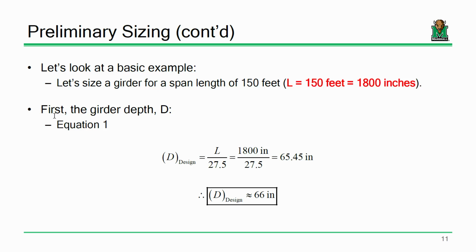If a girder is 150 foot long, that's 1,800 inches long. So first off, the girder depth. If I take the length and divide it by 27.5, that comes out to about 65.45 inches. I, as a designer, will never specify a web depth that's 65.45 inches. I'd probably just say 66. So we'll say that girder is 66 inches deep.